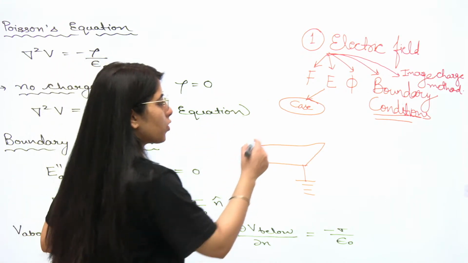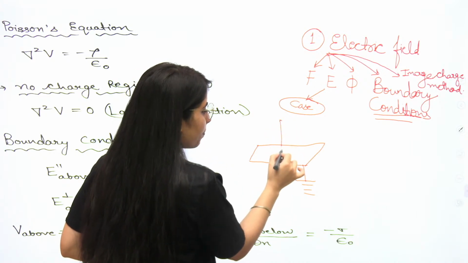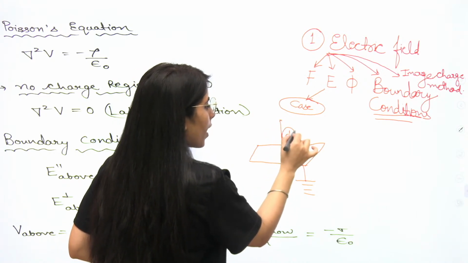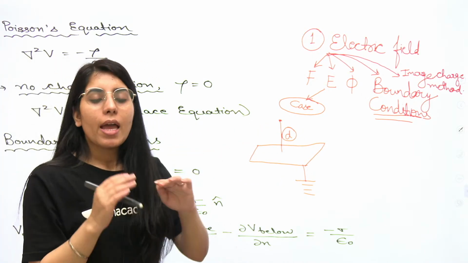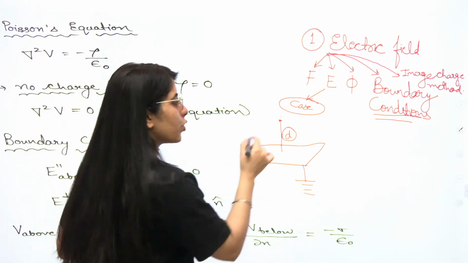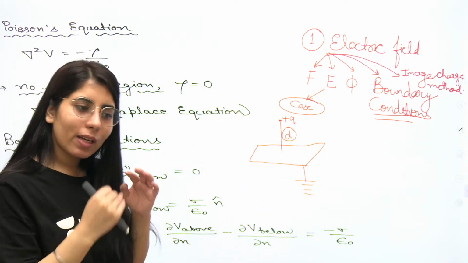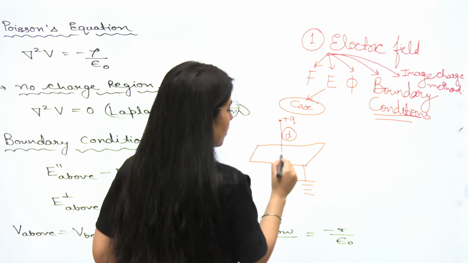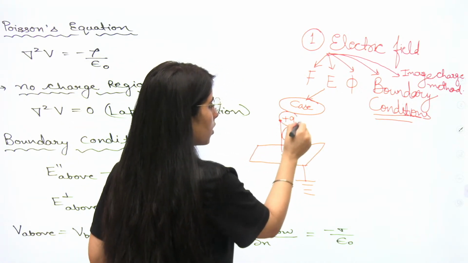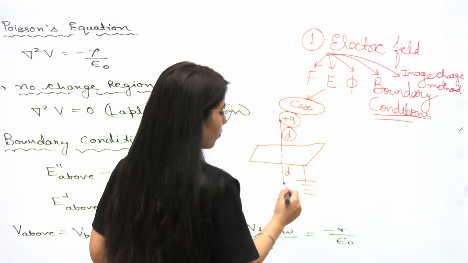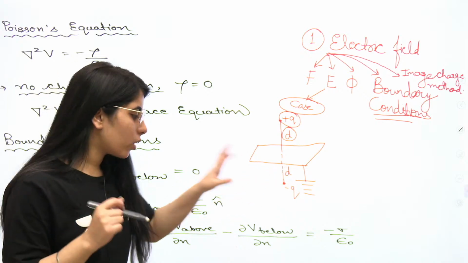If they have given you a charge at a distance d above the sheet, let's say this is the distance d, and the point coordinates of this point have been given to you. Clear? In this case, if this is a charge plus q which is present here, then below this sheet at an equal distance d you will have another charge which is minus q. Clear?